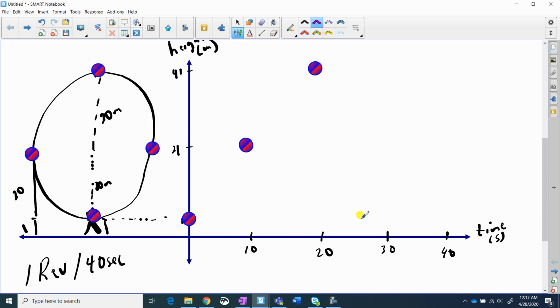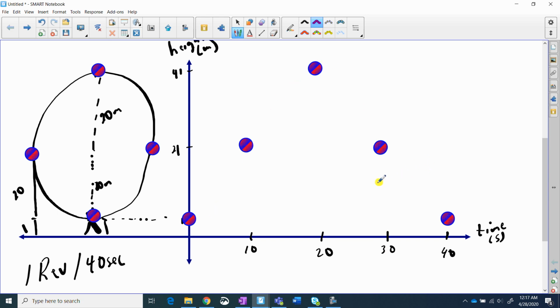3/4 of their way around their trip. 30 seconds. They should be at a height of 21. And then when they finally finish one full turn, that should be 40 seconds in, they should be back to where they started. Now, look at these dots.